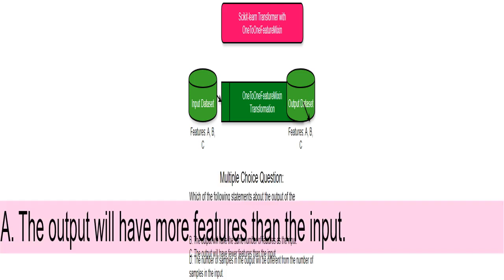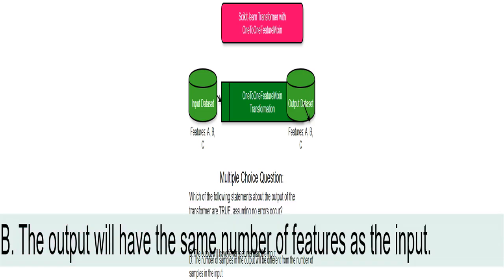This option is incorrect because OneToOneFeatureMixin maintains a one-to-one correspondence. It doesn't add features. This is the correct answer. The OneToOneFeatureMixin ensures that the number of input features and output features is identical.